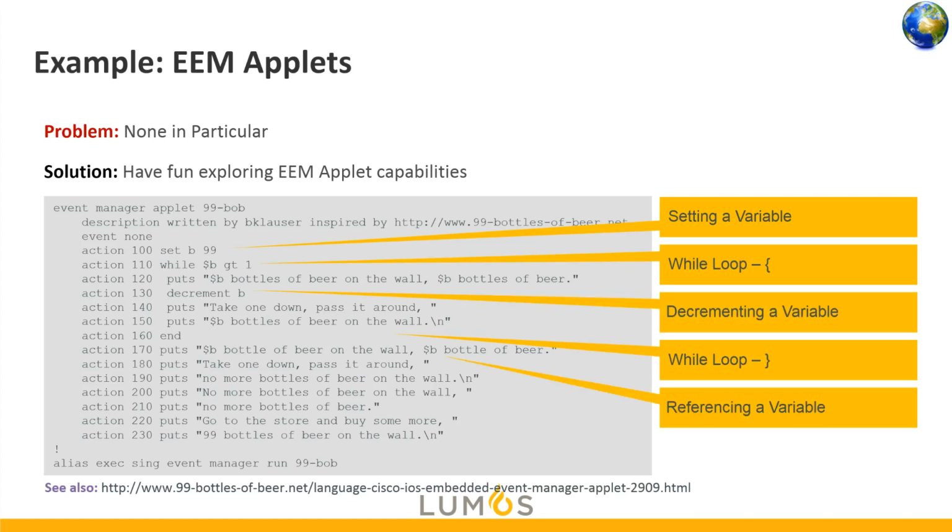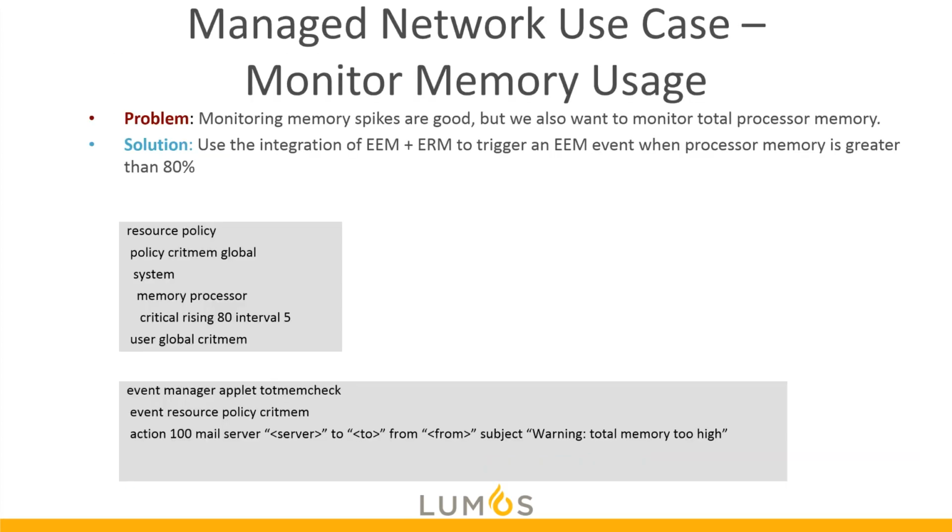We've already mentioned all this, and then we use the alias to run it. Let's take a look at something a little more real world, where we have a network use case and we want to monitor our memory. The problem is that monitoring memory spikes is good, but we also want to monitor the total processor memory.